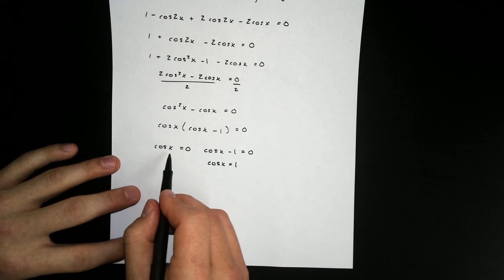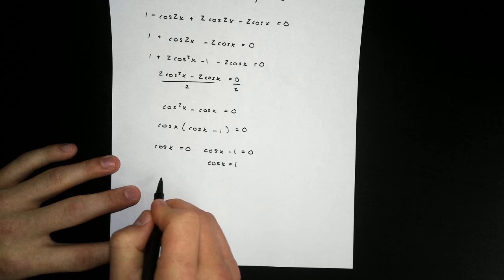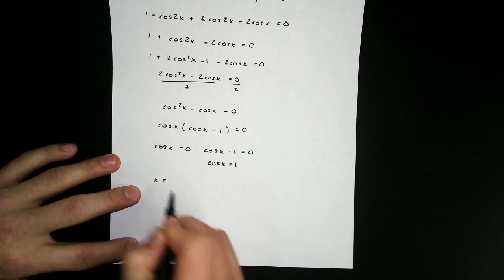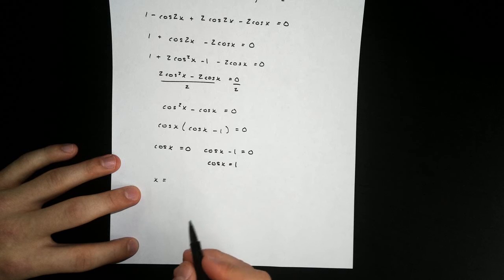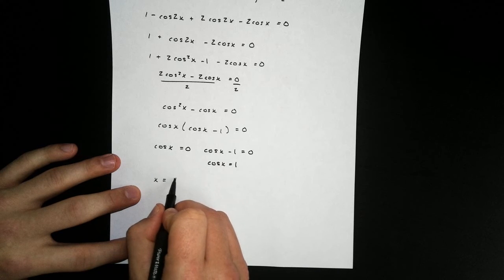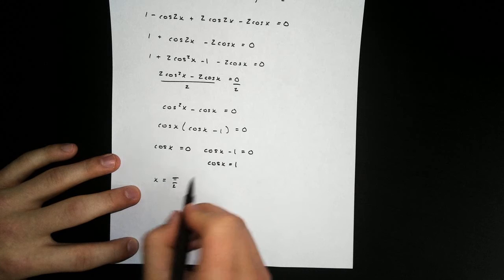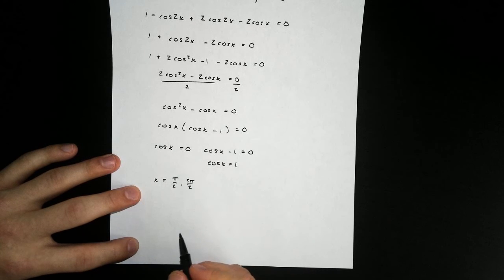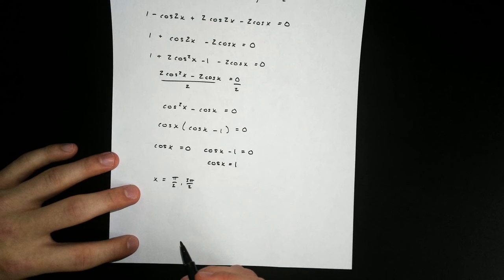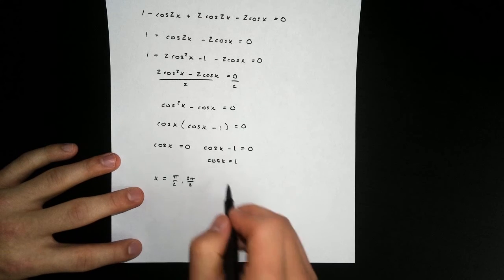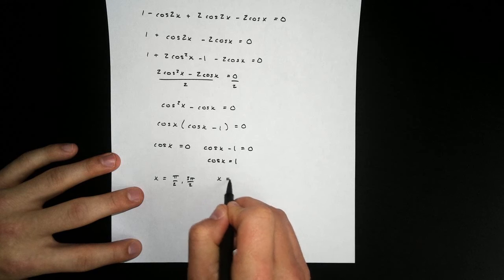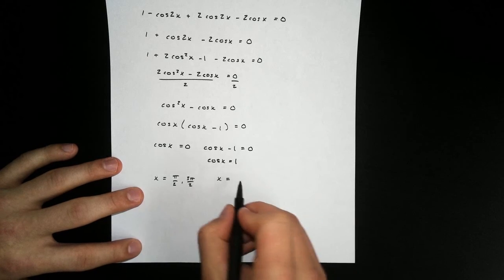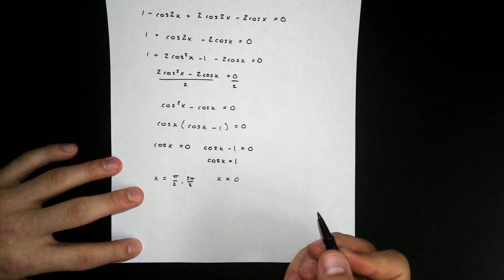So let's see. When is cosine equal to 0? Taking a look at the unit circle, cosine is 0 at pi over 2 and 3 pi over 2. Cosine is the x value, so on the unit circle, when is x equal to 0? And then when is x equal to 1? We have either 0, or you can think of it as 2 pi.